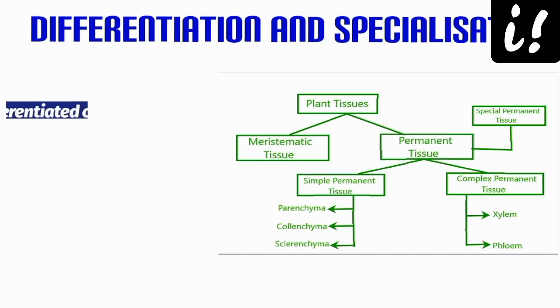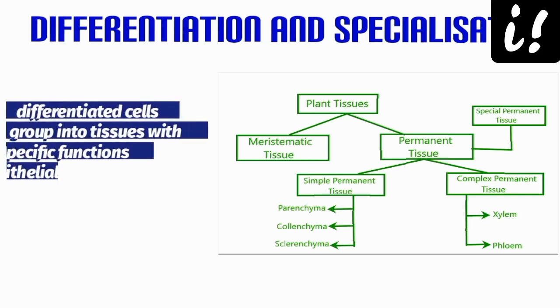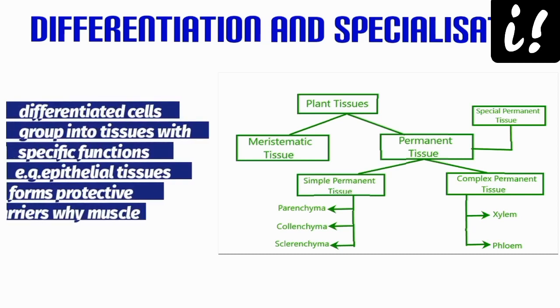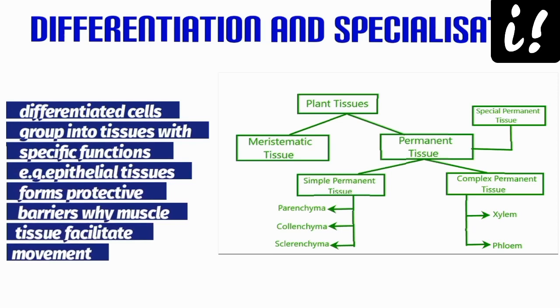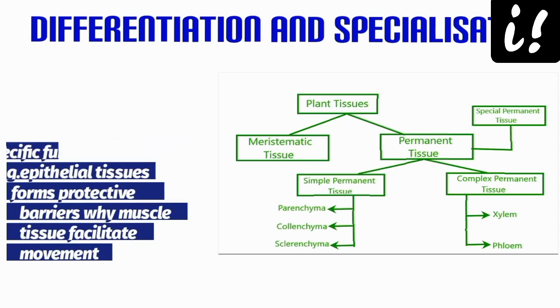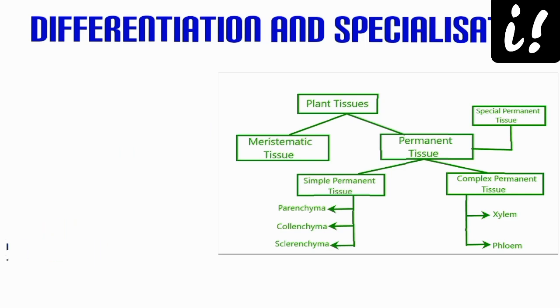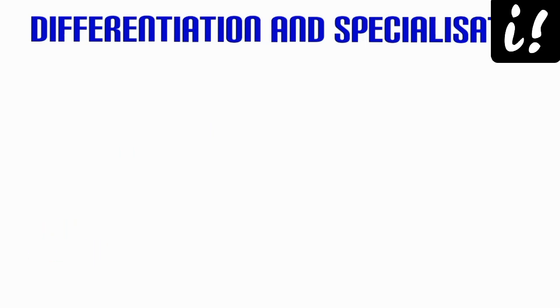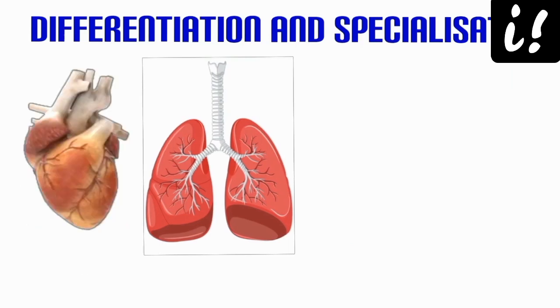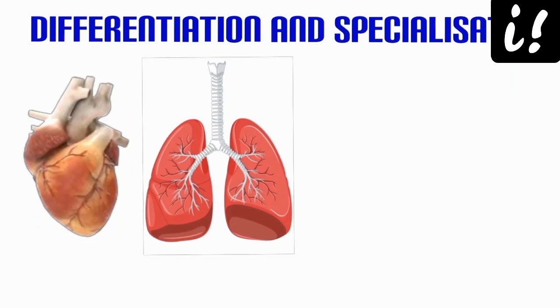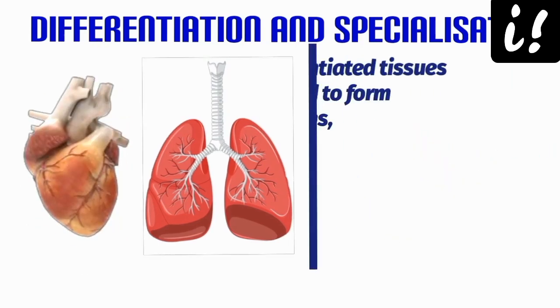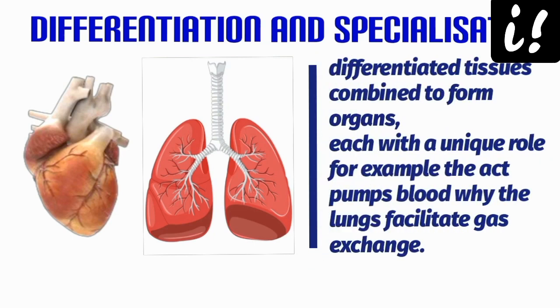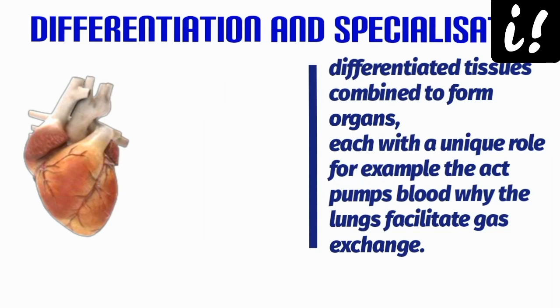Differentiated cells also group into tissues with specific functions, like epithelial tissues, which cover the surface of our body. Differentiation and specialization also occur at the tissue level. For example, the tissues combine together to form organs, each with a unique role. For example, the heart pumps the blood while the lungs facilitate gaseous exchange.